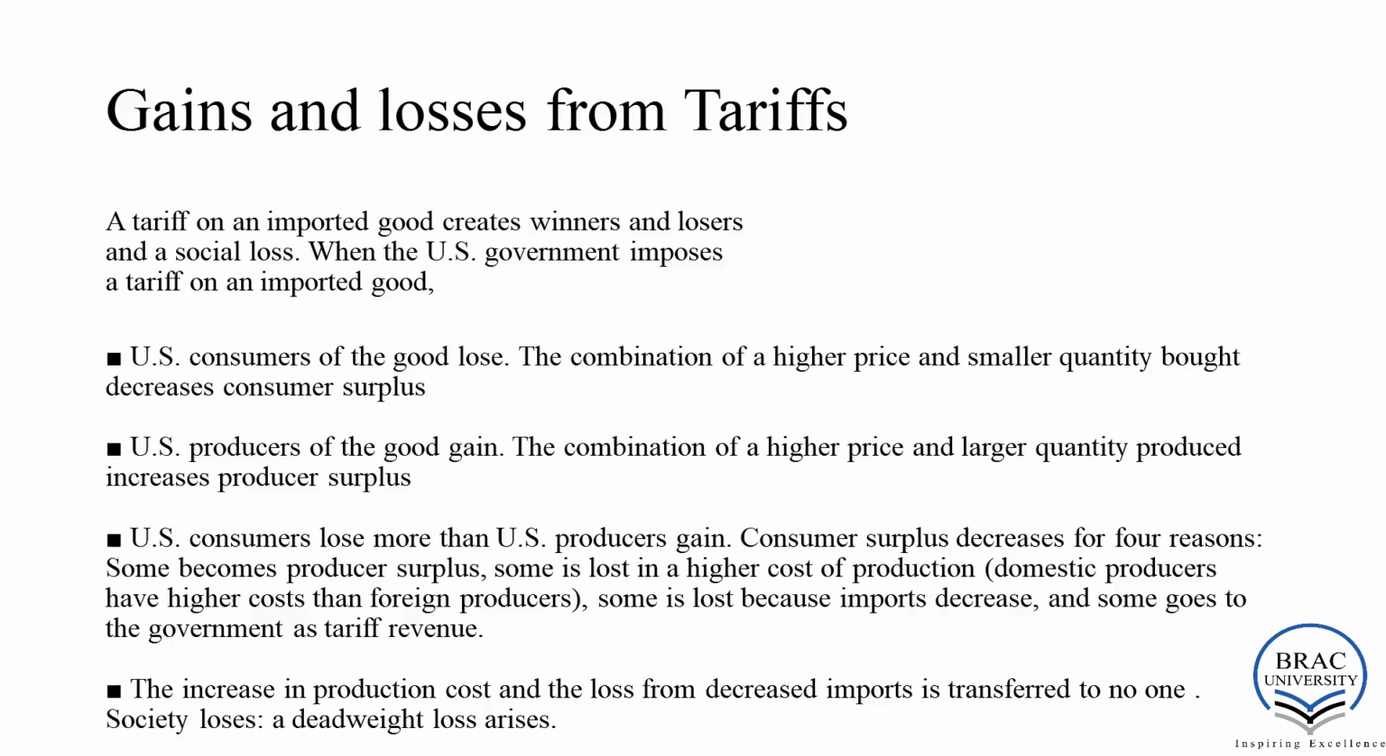And the US producers of the good gain. We have seen that the producer surplus has increased. The combination of a higher price and the larger quantity produced increases the producer surplus. So because of the higher price, now more quantity is being produced and the producer surplus is increasing. Okay. The US consumers lose more than the US producers gain.